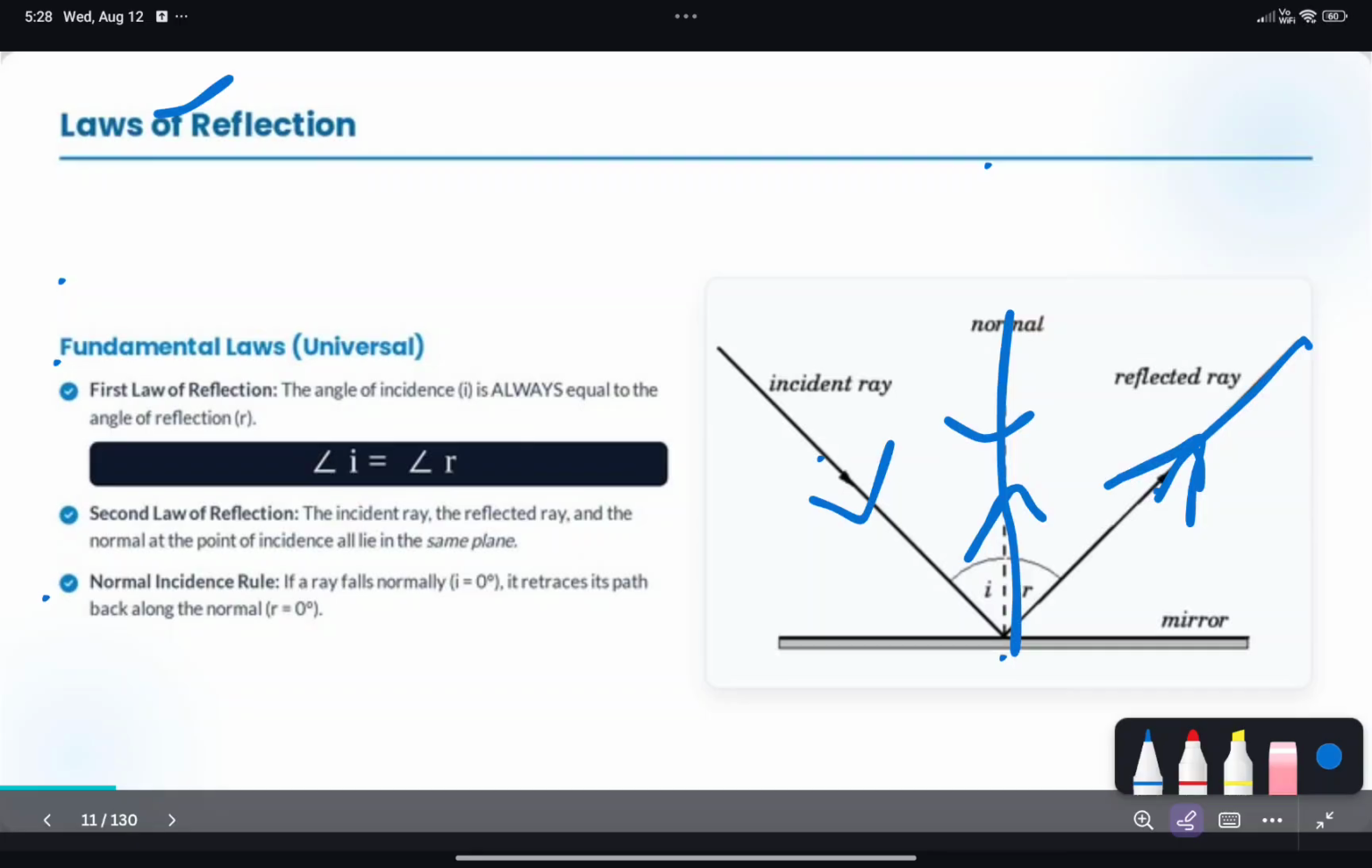Laws of reflection. There are two laws. One of them is angle i is equal to angle r. The second law is the incident ray, the normal and the reflected ray lie on the same plane. Whenever any light ray passes through the normal, after reflection it bounces back in the same direction. It means coming through the normal only.